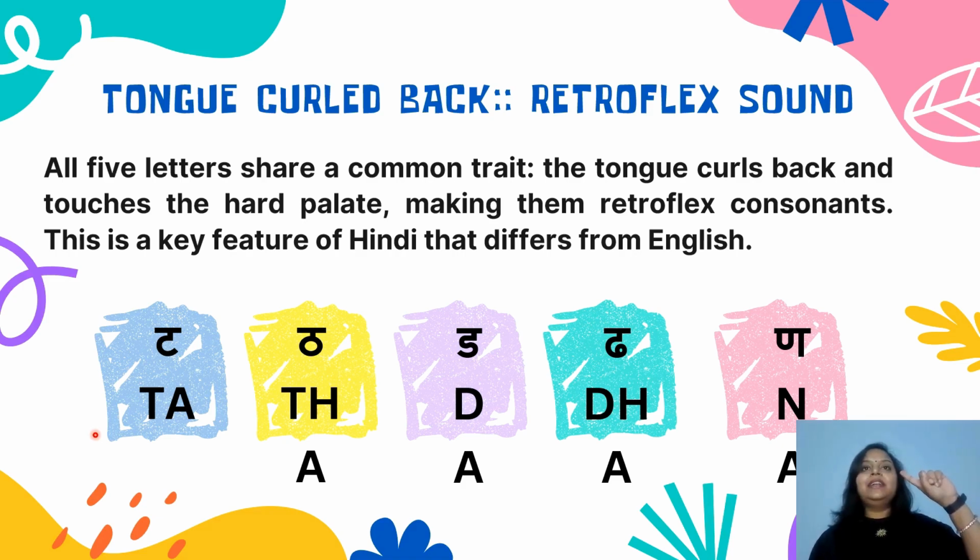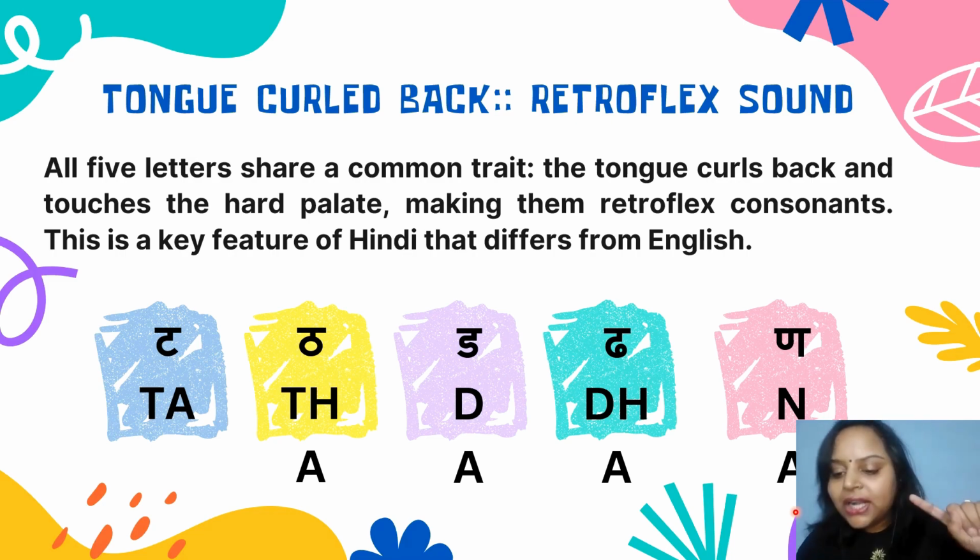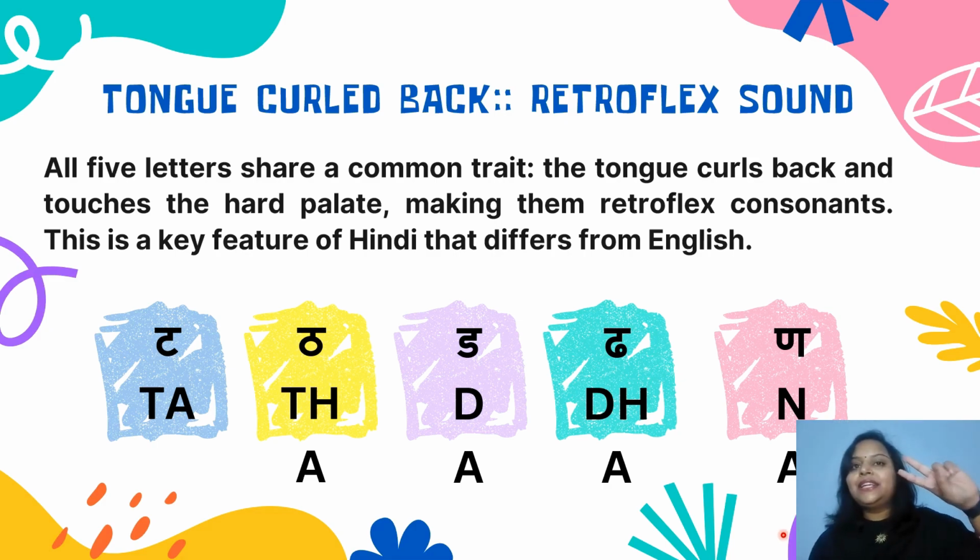The first one is ta. Ta. Can you feel my tongue curling and then moving out? Ta, ta, ta. The next is tha. Tha. The third consonant that we are going to learn today is da. Da. The fourth one is dha. Dha. And the fifth one is ra. Ra.